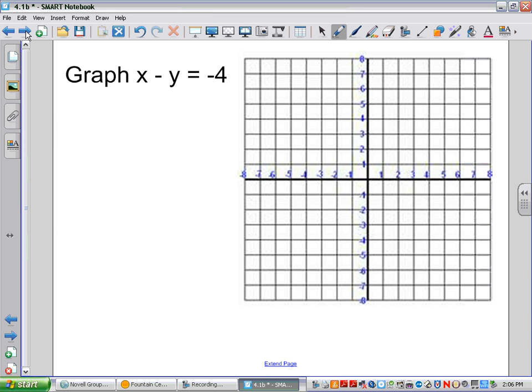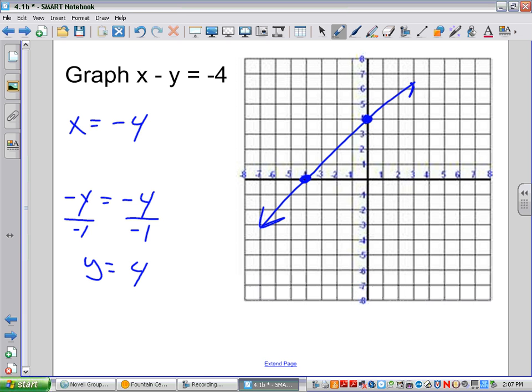With this one, pretend like the y is not there, and pretty easy. X is negative 4. But on the next one, don't miss this negative. You need to write negative y is negative 4. Then remember this little trick of dividing by a negative 1. So your y-intercept is actually positive 4. So plotting those points, x-intercept, negative 4, y-intercept, positive 4, draw a line down through.